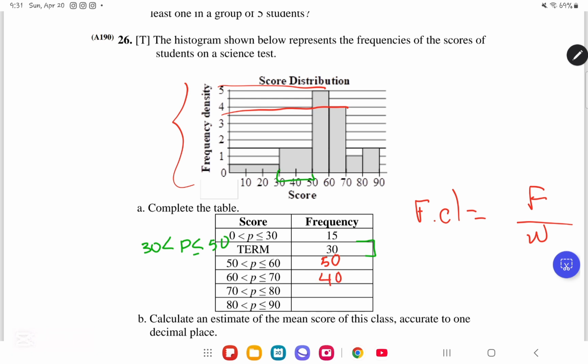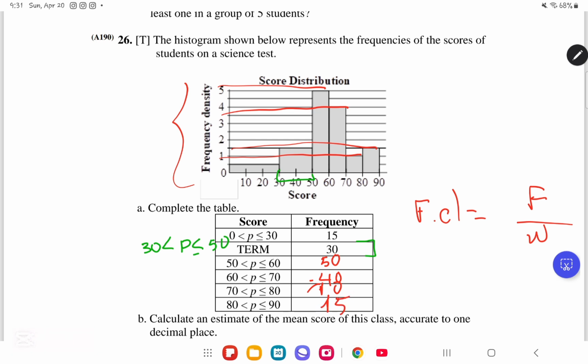Between 70 and 80, we know that the frequency density is 1. So it's going to be 1 times the width, which is 80 minus 70, which is 10, so it's going to be 10. And then finally, for between 80 and 90, we get it to be 1.5, so it's 1.5 times 10, which is 15. Okay, that is it for part A.